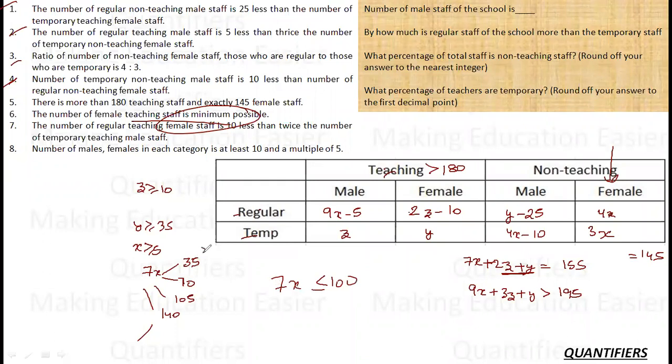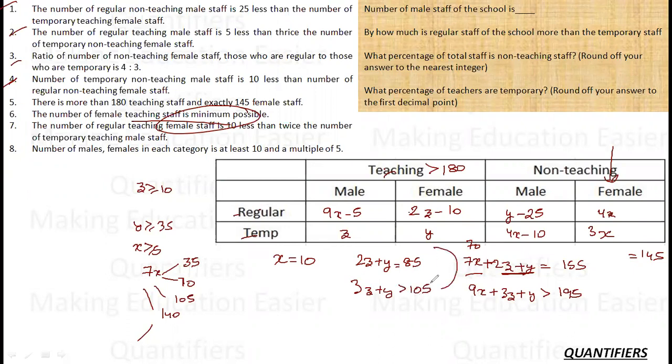And which values are possible below 100? 35, 70. Now I also said that 7x has to be maximized. If 7x has to be maximized, then 7x will have to be kept at 70, which means x is 10. So this is my first breakthrough: x is 10. Now x is 10, so this part is 70. 2z plus y becomes 155 minus 70, that is 85. 3z plus y becomes 195 minus 90, greater than 105.